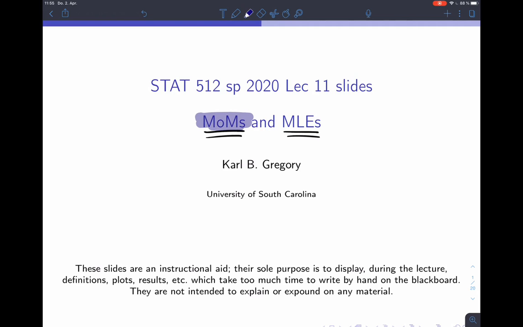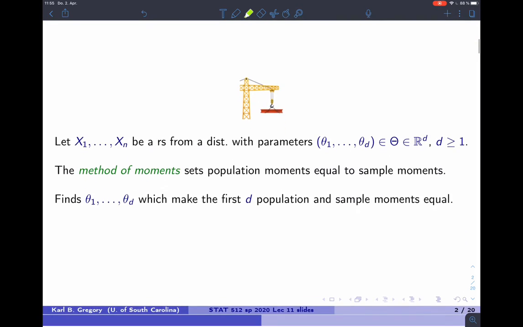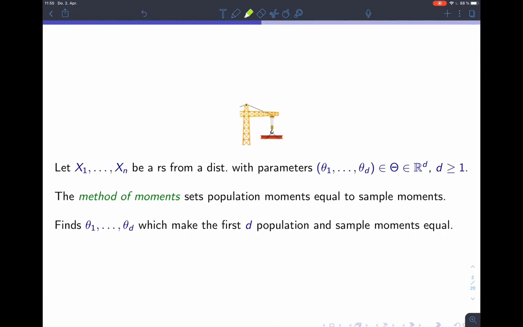The first one is the method of moments, and the other one is called maximum likelihood. So we're going to spend a couple of days on method of moments estimators. What are these all about? Here, this is kind of like a moment arm, so this thing is sort of balancing. So that's why I put it there.